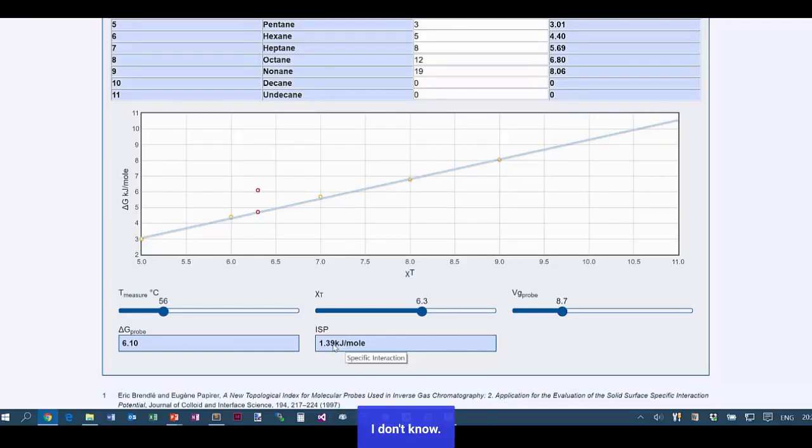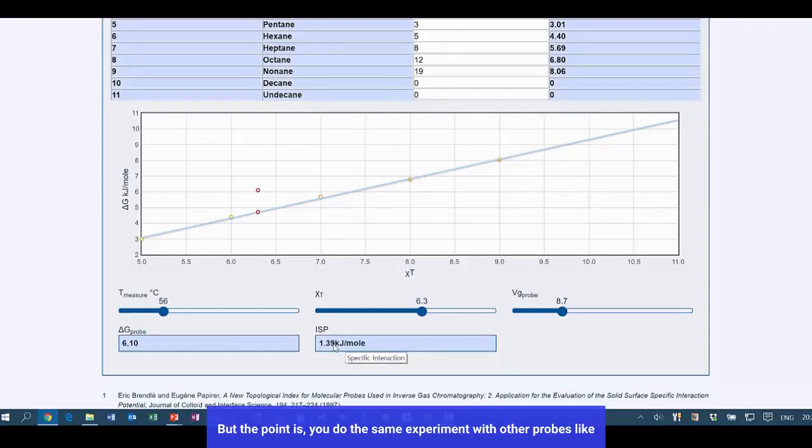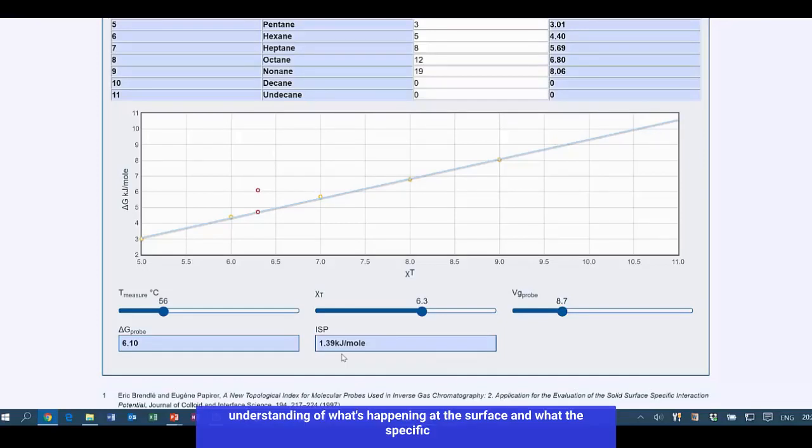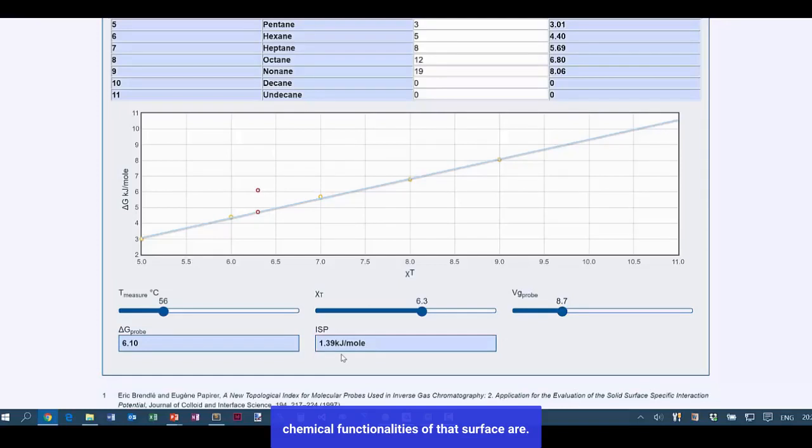What does that mean? I don't know, but the point is you do the same experiment with other probes like chloroform or acetone or ethanol, and in each case you will find a specific interaction energy of kilojoules per mole, and you'll be able to develop a rather good understanding of what's happening at the surface and what the specific chemical functionalities of that surface are.